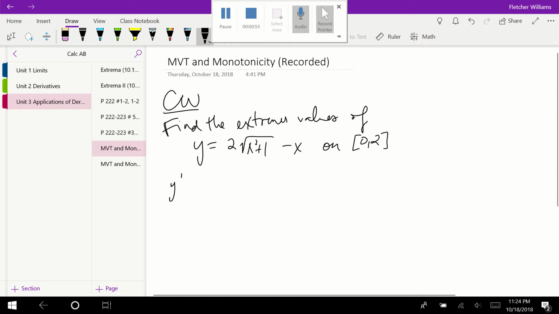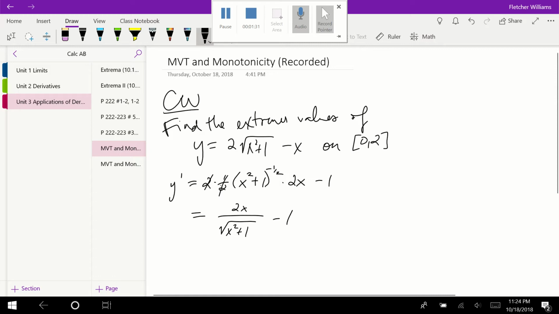Okay, first find the critical points. Okay, so take the derivative. You have to use chain rule here. Alrighty, so let's simplify things. This will end up becoming 2 and 1/2 cancel. So 2x over the square root of x squared plus 1 minus 1.